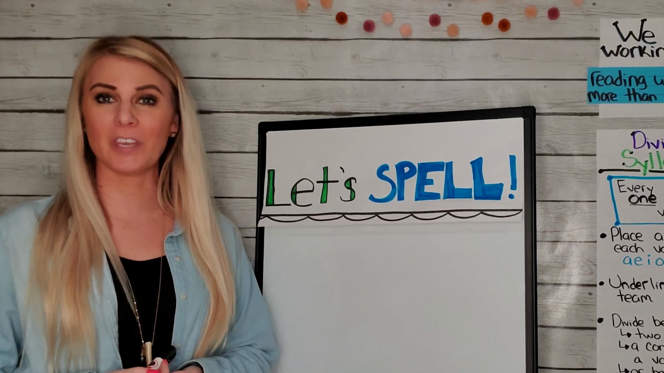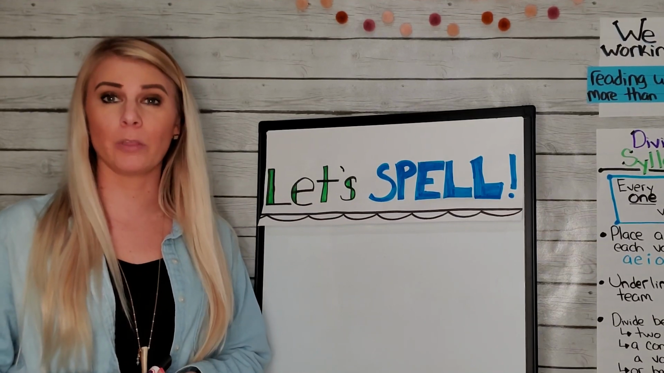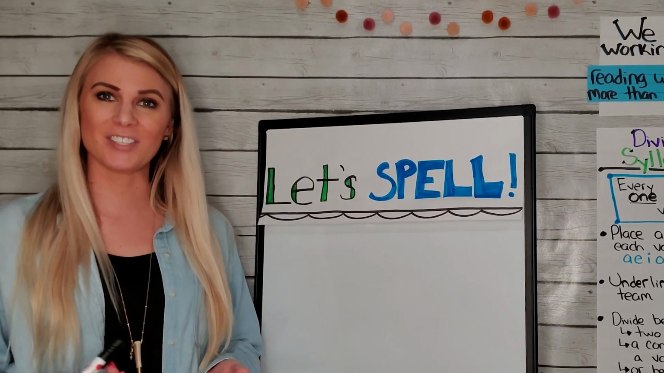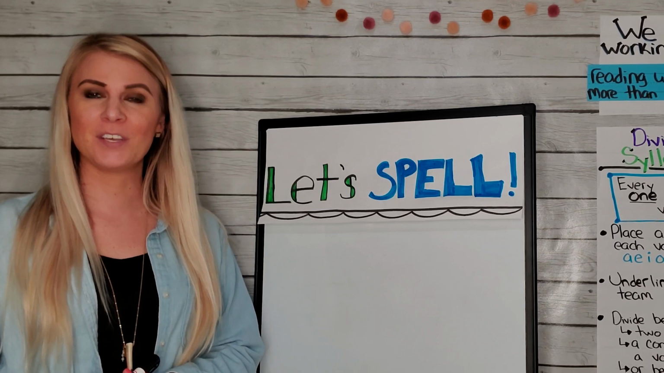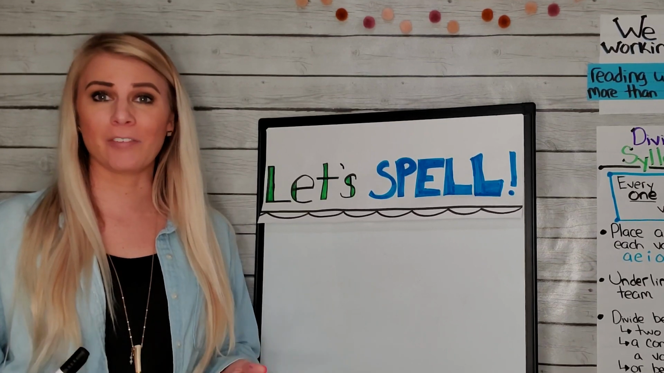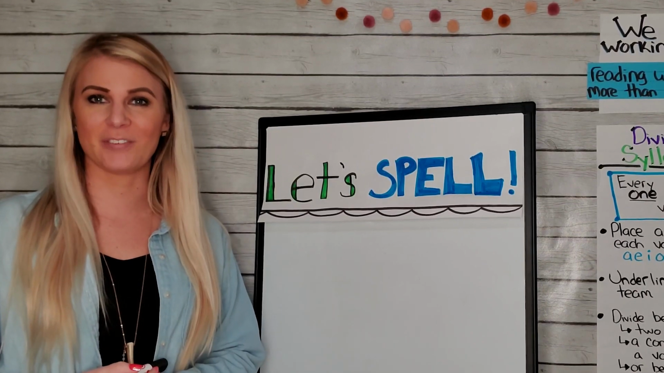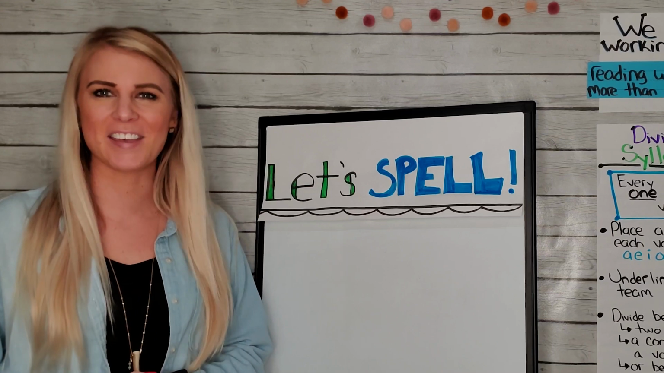Now that we're getting really good at reading words with more than one type of syllable in them, let's try writing some of these words. For this activity, you'll need whatever you have to write on and something to write with. Are you ready? Let's go.